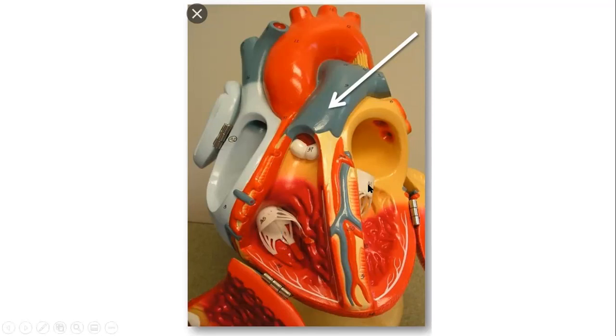This is a valve, and that's a valve. It's kind of torn up on this model. It doesn't look that great. But this would be your right AV valve, and that would be your left AV valve. You can call this a tricuspid. You can call that the bicuspid. You can also call this the mitral valve.